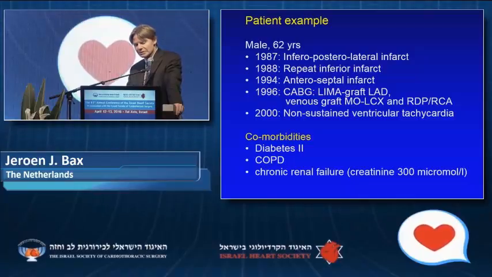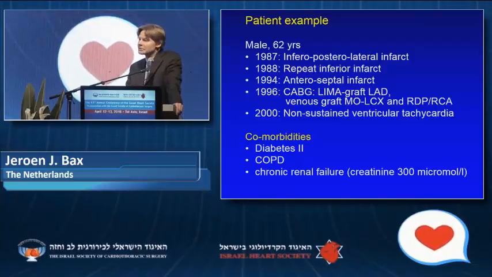This is a man, 62 years old. He has one infarction, 87. He has another infarction, 88. He has another infarction, 94. He gets bypass surgery in 96. And he has a non-sustained ventricular tachycardia in 2000. By then we were not as aggressive with ICDs as we are now. Now he would have an ICD immediately, although you could question yourself about these decisions.